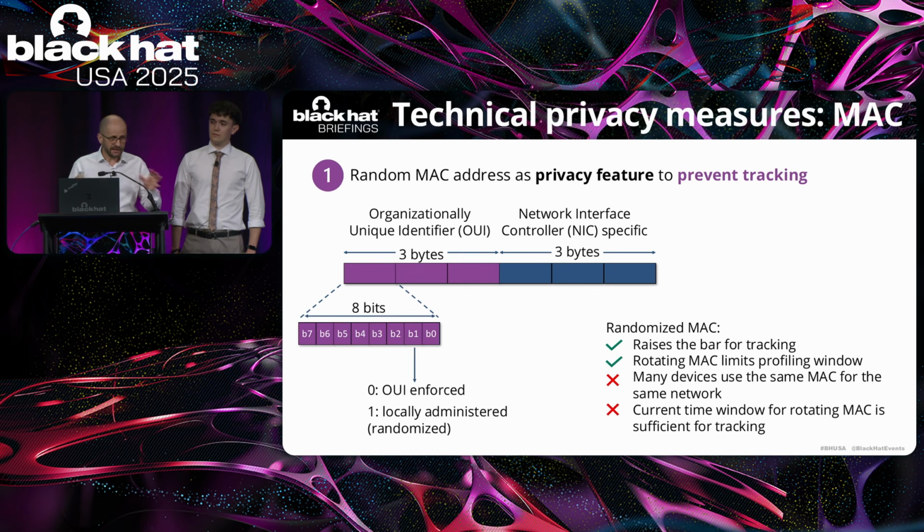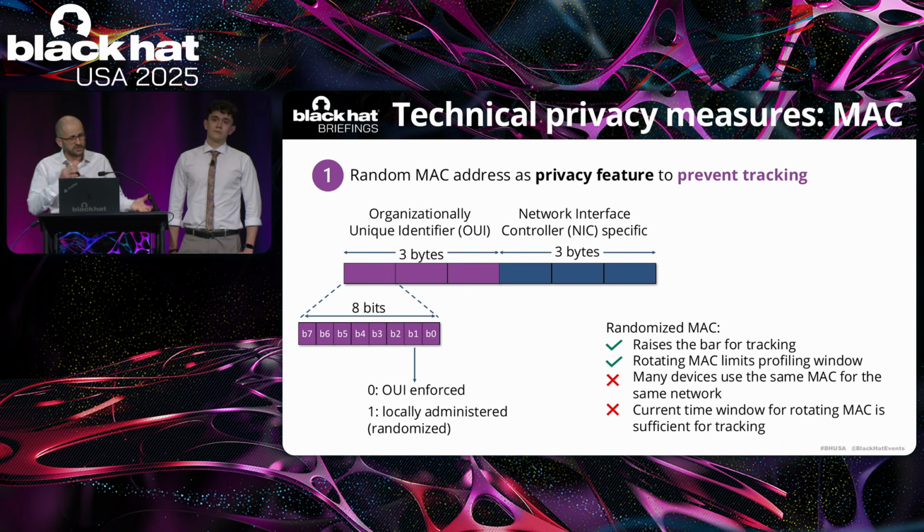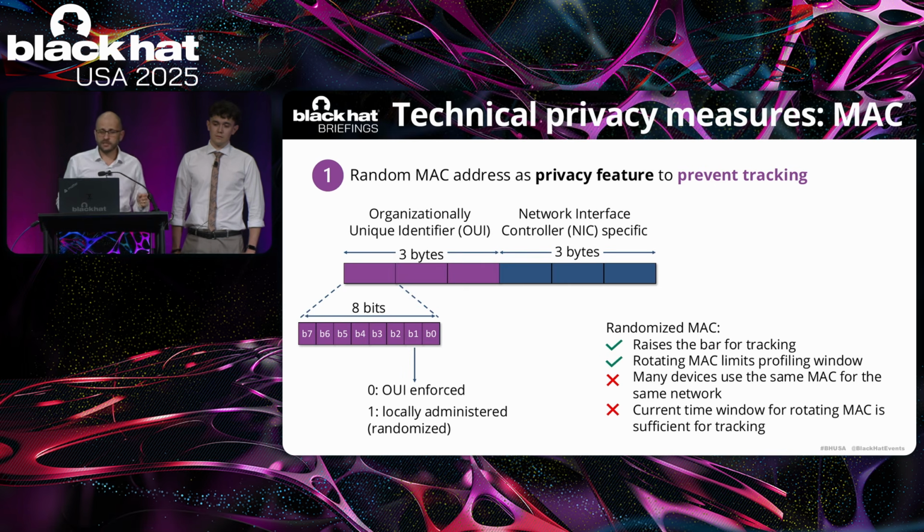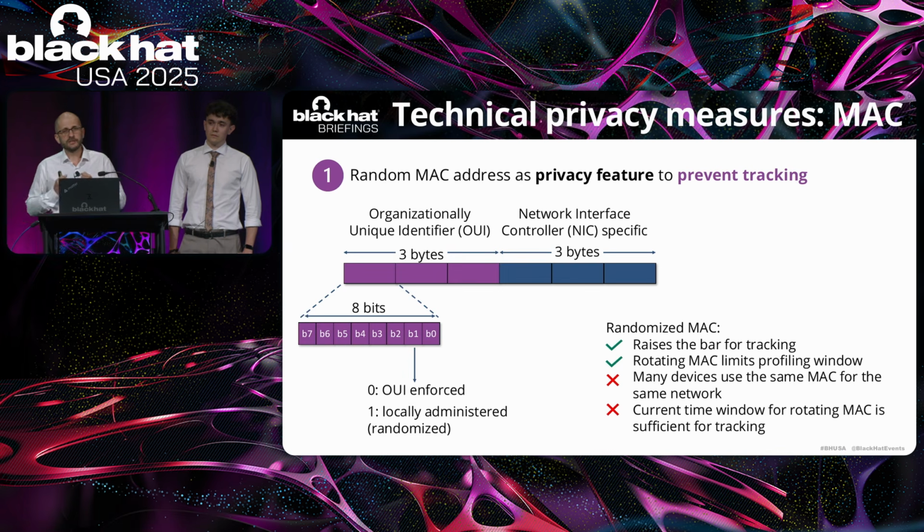We have MAC address randomization, which is aimed at generating a new identifier for devices such that it's no longer easy to associate devices with the data generated by them. Now, this raises the bar for tracking. We now have a time limit in which we need to aggregate data and use it for building these user device profiles.